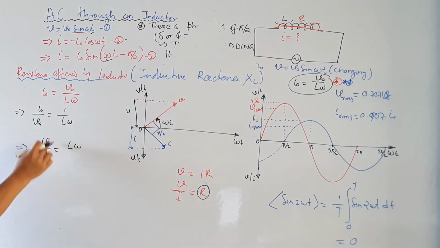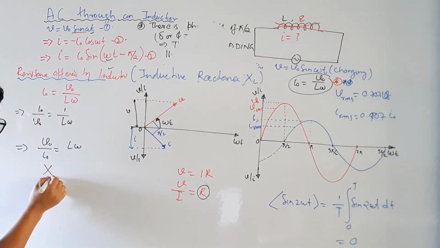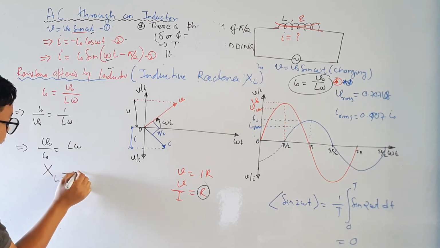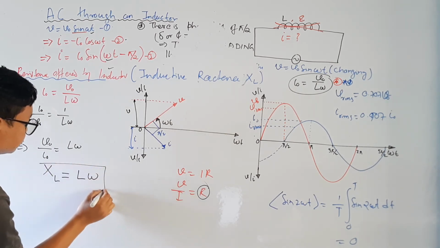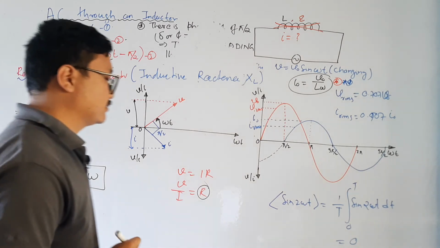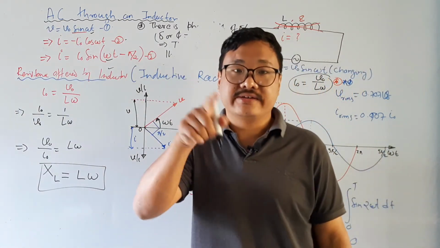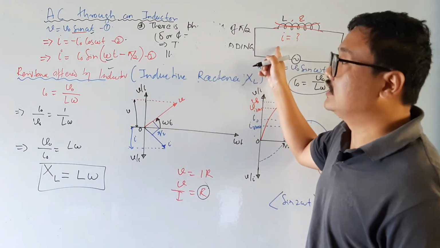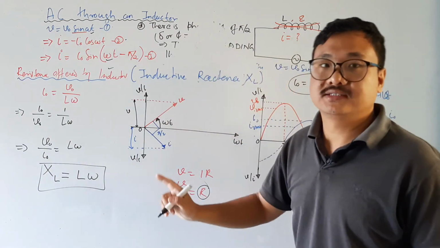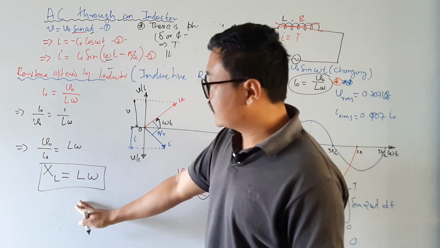So this V0 by I0 is the resistance offered by the inductor, which is called inductive reactance. XL is L omega. So this is inductive reactance. What is inductive reactance? Inductive reactance is the resistance offered by the inductor to the flow of current. So now the significance of XL.